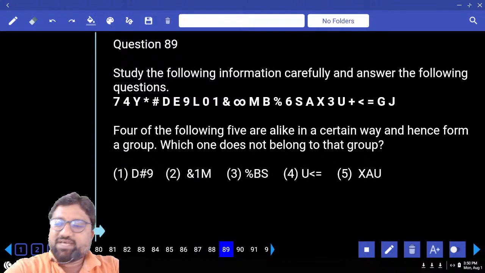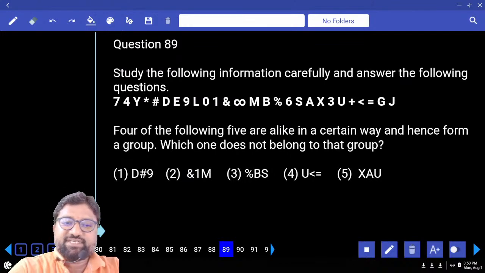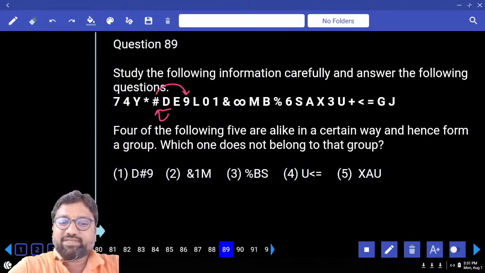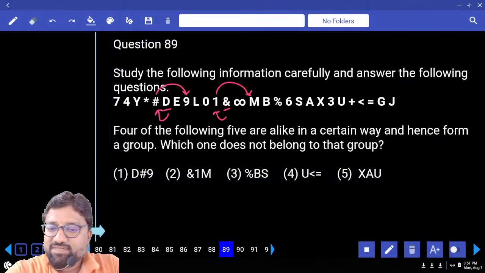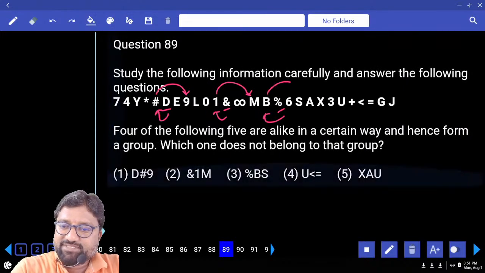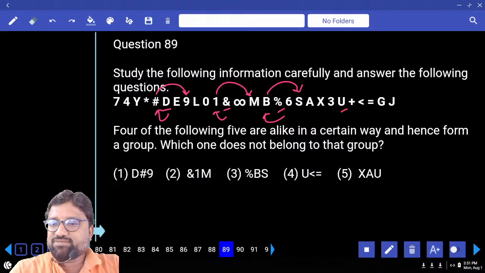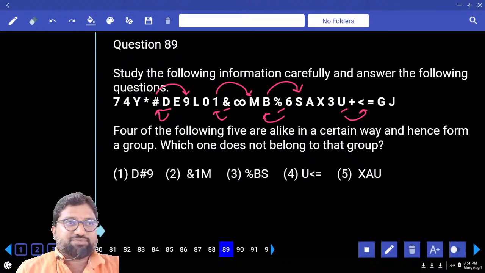Four of the following 5 are alike in a certain way and hence form a group. Which one does not belong to the group? D hash: immediate left of D is hash. From hash, third to the right is 9. Ampersand 1: immediate left of ampersand is 1. Third right from 1 is M. Percentile: starting from percentile, immediate left is B. From B, third to the right is S. Starting from U, it is less, and going in reverse. Fourth option. Fourth option. Okay?